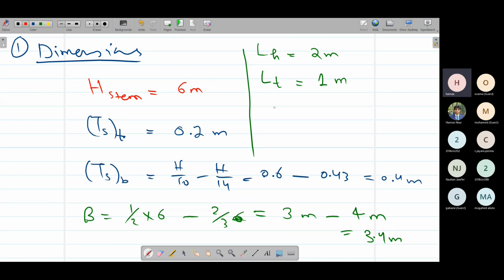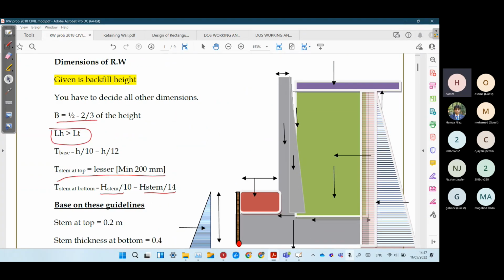Just one thing we have to keep in mind: the length of heel should be greater than the length of toe. The toe should not be greater.